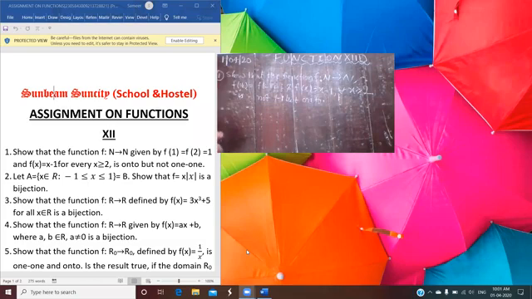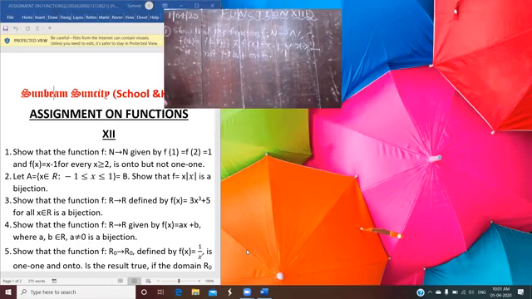So here we have to solve different types of questions and learn how to prove that a function is one-one, onto, as well as bijective. We just have to solve them one by one, and you should learn and practice similar types of questions which we already showed in your assignment.